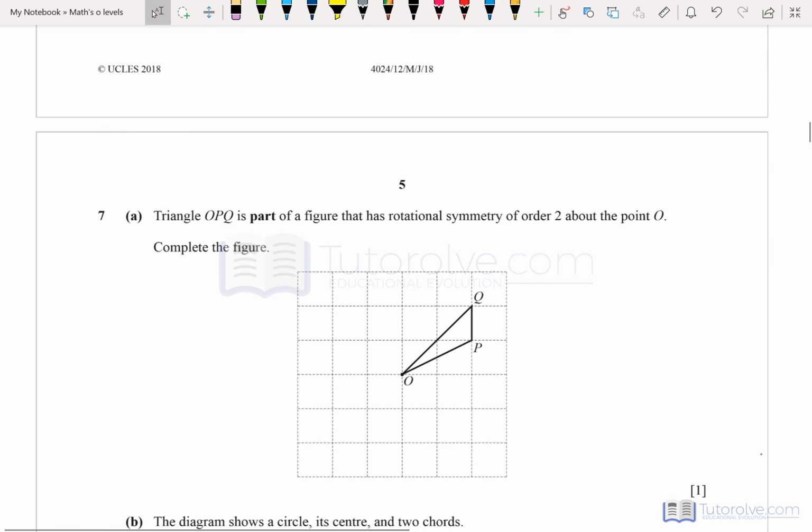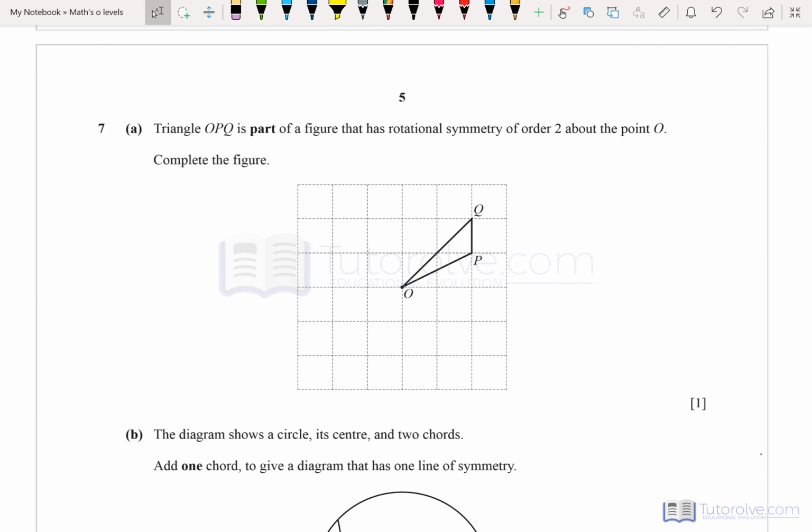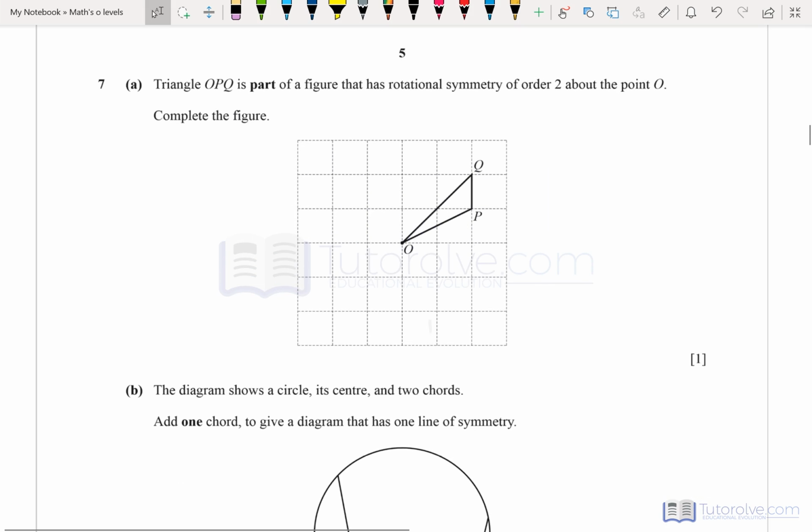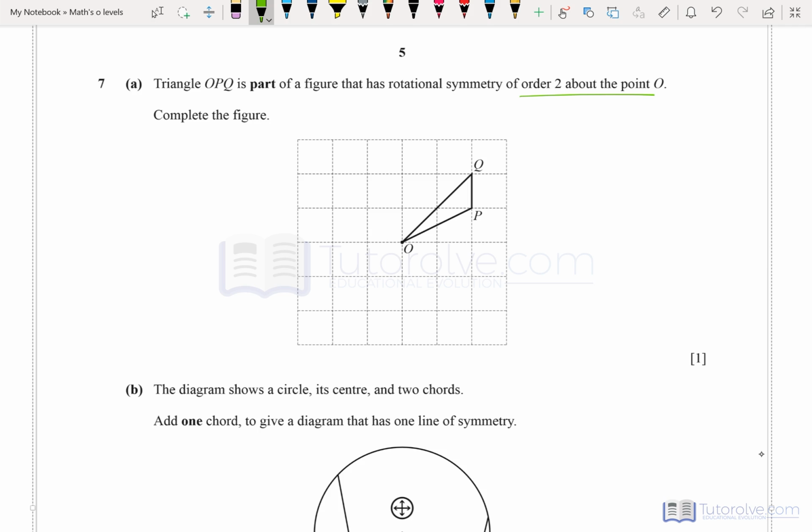So now we have question number 7 here, and they've given us this figure. Triangle OPQ is part of a figure that has a rotational symmetry of order 2 about O. So we have to complete the figure. Rotational symmetry is how many times you revolve a shape and it comes back to its original form. When you have a rotational symmetry of order 2, that basically means it has one line of symmetry. So what you should try is that you should make a figure that would have one line of symmetry.